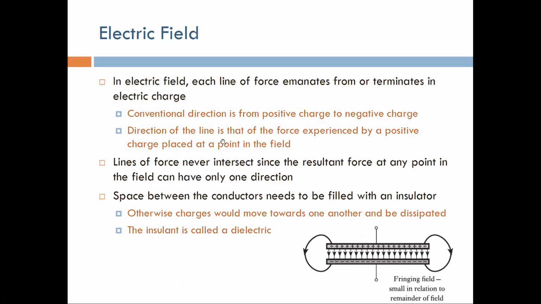So basically, the direction of the line is that of the force experienced by a positive charge placed at a point in the field. If I have an electric field from positive to negative, and I place a positively charged particle here in the middle, this particle will experience repulsion from the positive charges because they are exactly the same charge, and attraction by the negative charges. So there will be a force going in exactly the same direction as the electric field.